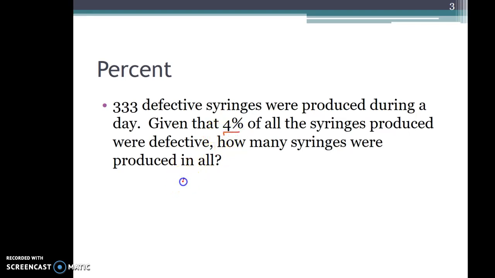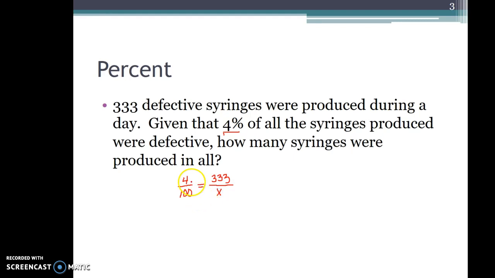I'll make that into a fraction, 4 out of 100. In my second fraction, I know I'm looking for the part divided by the total. When I read this problem, I recognize that the 333 defective ones would only be part of all the ones that were produced, so I'll put the 333 as the numerator. My x goes in the denominator this time.